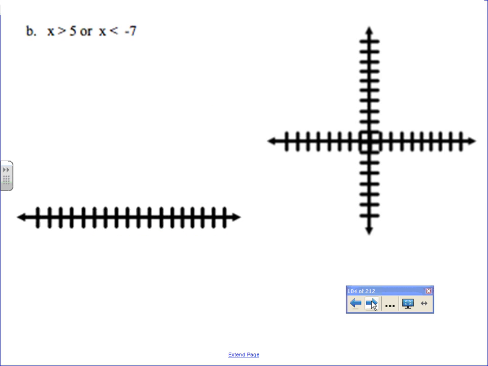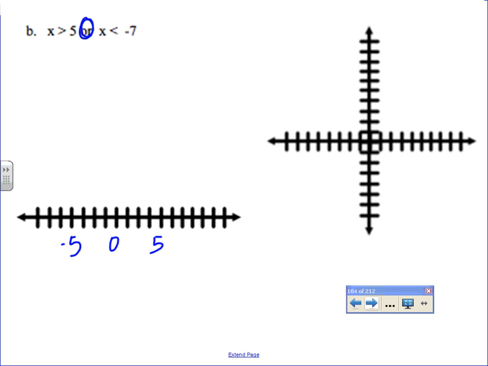Letter B. Alec, what kind of compound inequality is this? Good. If you see the word or, it's an or compound inequality. So there's nothing you have to split up. We're going to graph this as is. So I'm going to count by 5s: -5, 0, and 5.